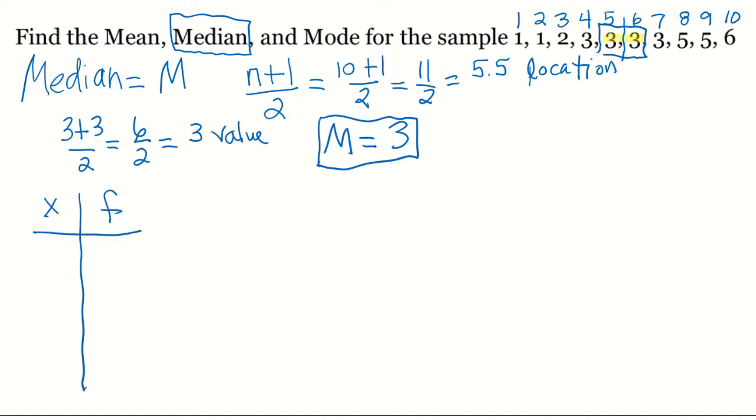So to create a frequency table, we're going to write down all of our values, and then we're going to write down the frequency that they appear, or how often that number shows up in my data set.